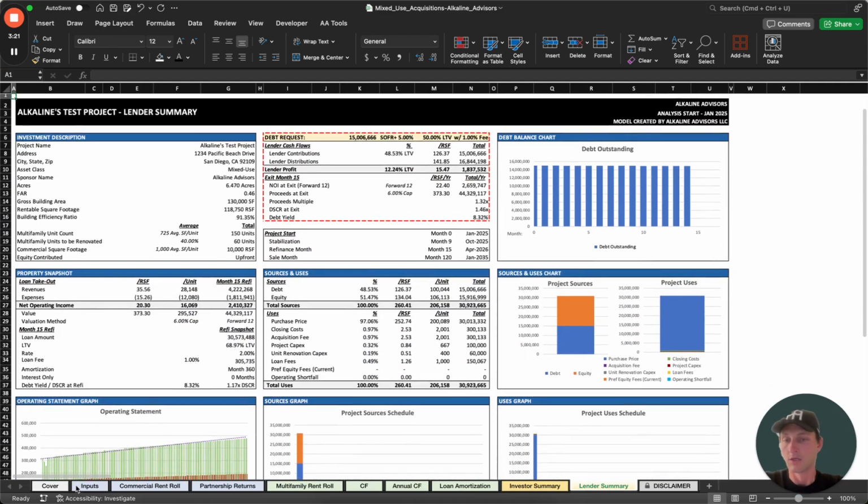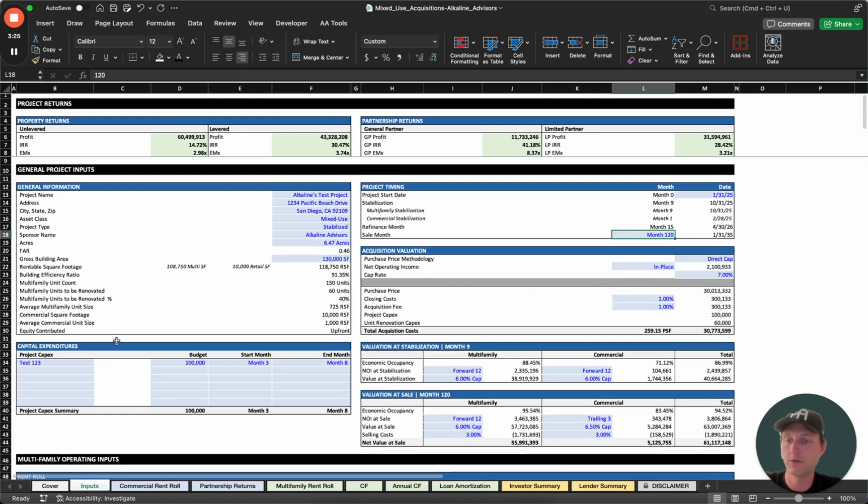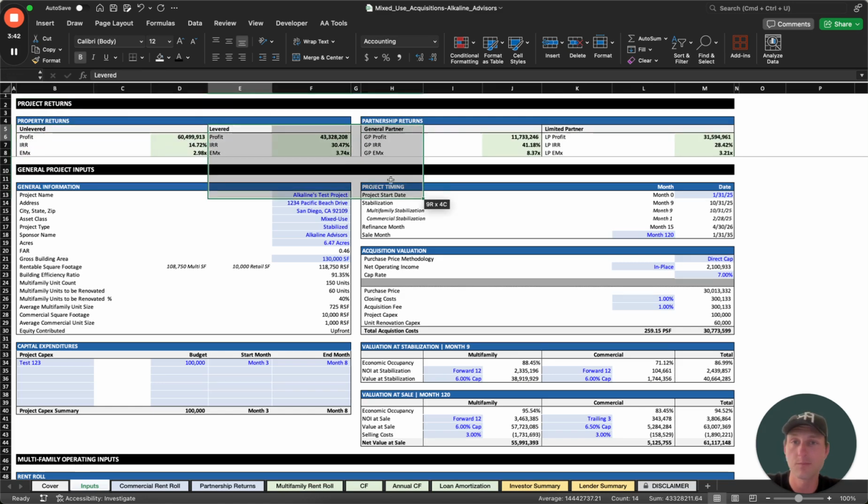Okay, so with that brief 3-minute overview on the model, we are now going to dive a little deeper into the inputs tab. Okay, so to start, you'll see this segment is called project returns. On the left, you'll see the property level returns, and on the right, you'll see the partnership level returns. Unlevered is the property level return without debt. Levered is the property level return with debt. The GP return is for the GP. The LP return is for the LP. You'll notice we have profit, IRR, and equity multiple at each level.